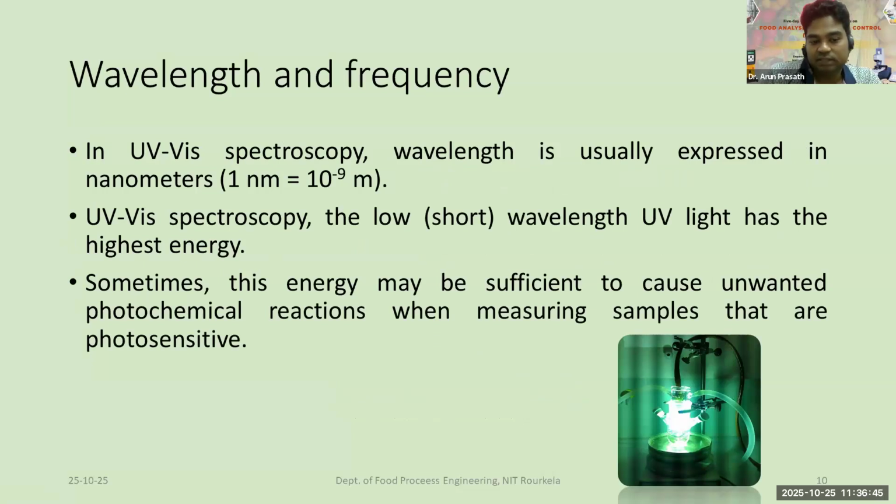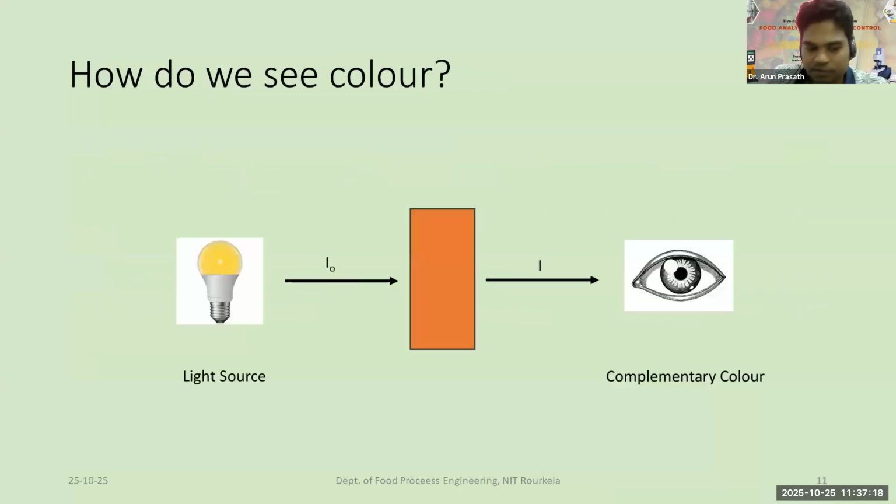In UV visible spectroscopy, the lowest wavelength UV light has the highest energy level. The energy may be sufficient to cause unwanted photochemical reactions during measurement in samples that are photosensitive. So as we are using the visible and UV light regions, it may cause some damage to samples which are photosensitive. In that case, we need additional sample preparation techniques, which require serial dilution or reducing the concentration of the component and reducing the light sensitivity of the sample.